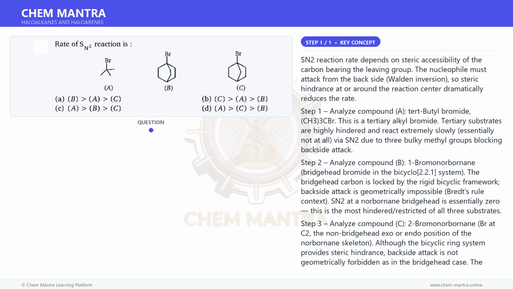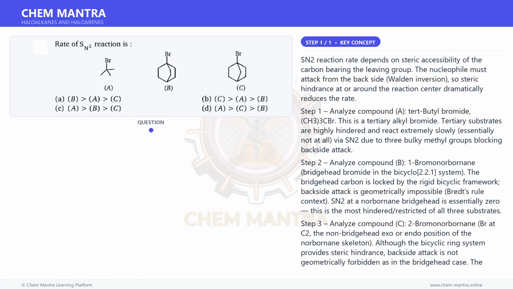SN2 reaction rate depends on steric accessibility of the carbon bearing the leaving group. The nucleophile must attack from the back side, Walden inversion, so steric hindrance at or around the reaction center dramatically reduces the rate.